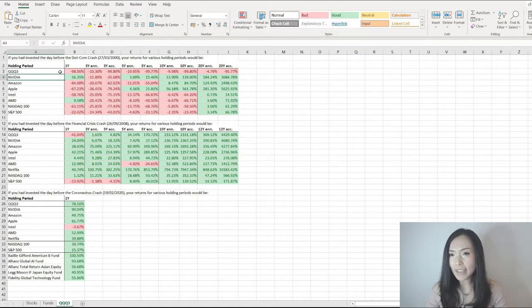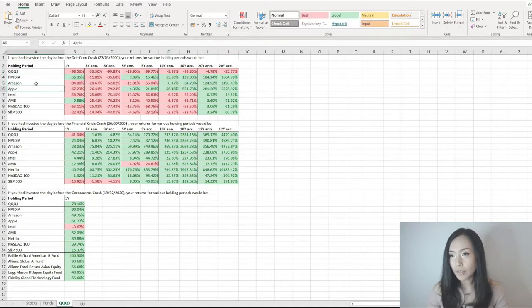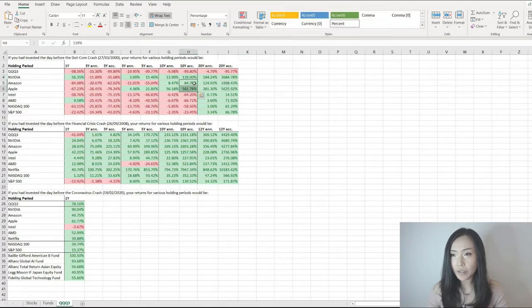So we see a lot of red here, and quite shockingly, for QQQ3, over 1 year, 3 years, 5 years, 10 years, and 20 years, you would still have almost lost all of your money, which is really devastating. And compare that with some of these stellar returns over here, with Apple, Amazon, and Nvidia. After 20 years, you would have made so much money. And even 10 years returns are not bad. The worst is actually Amazon, amongst these three.